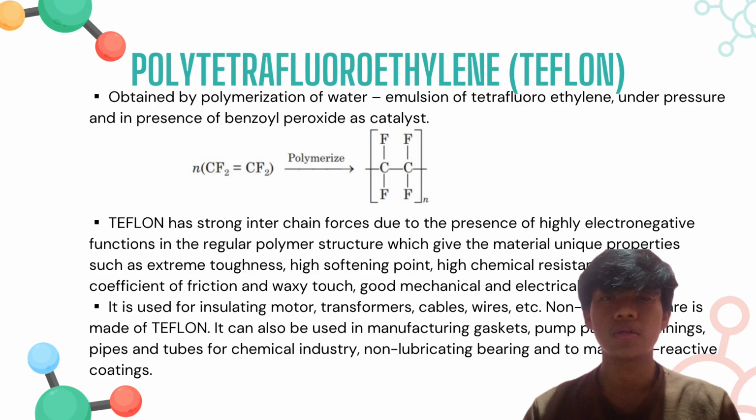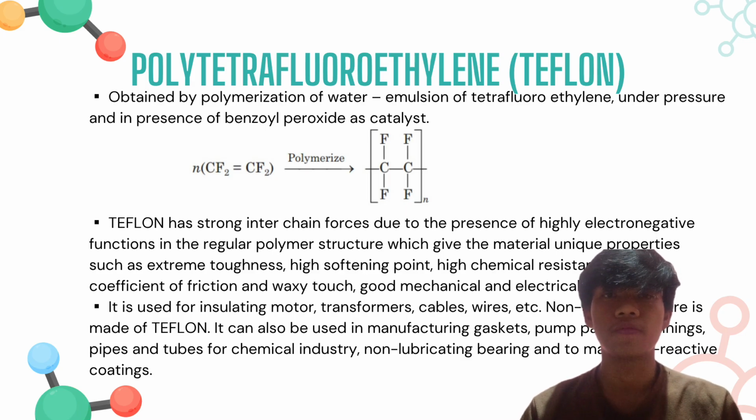Teflon has strong interchain forces due to the presence of highly electronegative fluorine atoms in the regular polymer structure, which give the material unique properties such as extreme toughness, high softening point, high chemical resistance, low coefficient of friction and waxy touch, good mechanical and electrical properties.